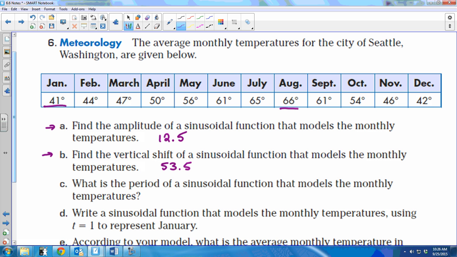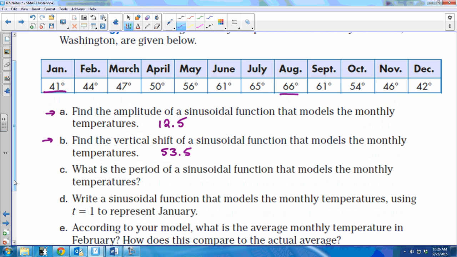All right. C says, what is the period for the monthly temperatures? Well, this is from January to December, and then it's going to repeat again, and it's going to repeat again, right? So what's the period? 12 months.